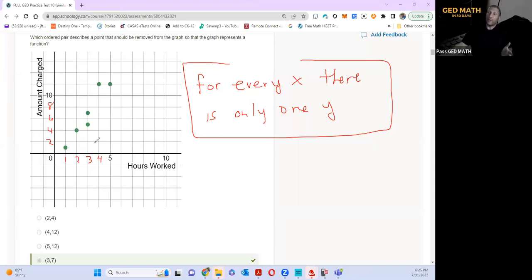So here, for every x, when x is 1, how many points do I have? 1. That's fine. When x is 2, 4. I only have 1 point. When x is 3, it's this one right here. I have two different y's. It's 3, 7, so it's either 3, 5 or 3, 7 that must be removed. So the only option that's in this multiple choice is 3, 7.